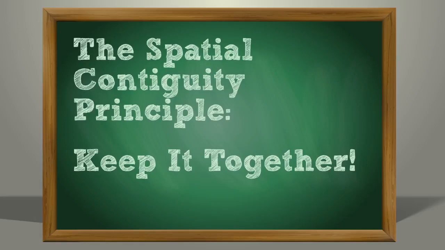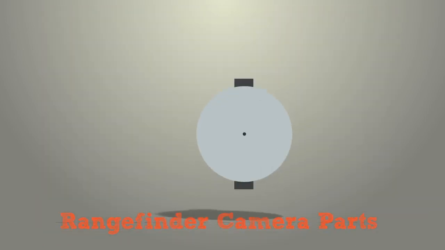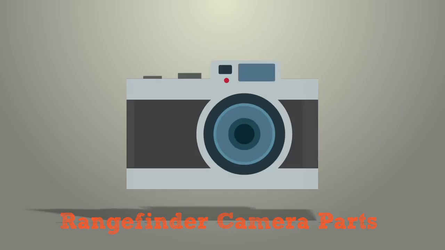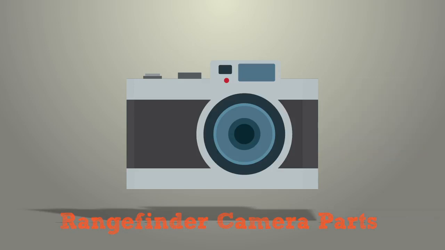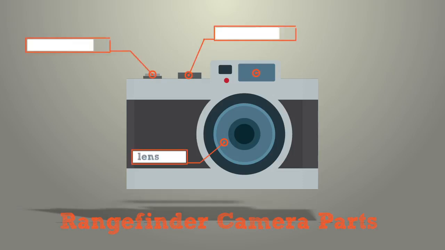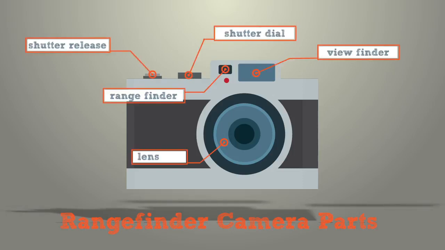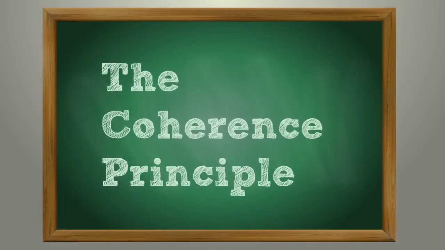First up, the spatial contiguity principle. Keep it together. To help your learners forge connections between the text and graphics, keep the text close to the graphics on the screen. Take a look at this example. We can do better. Let's show the learner exactly where the parts are on the camera. There, that's better.